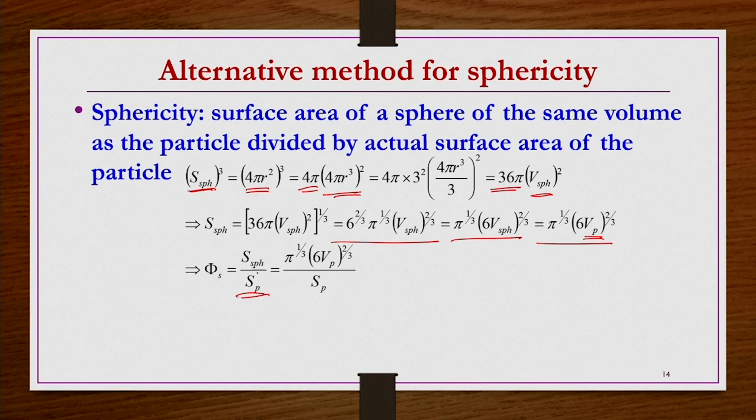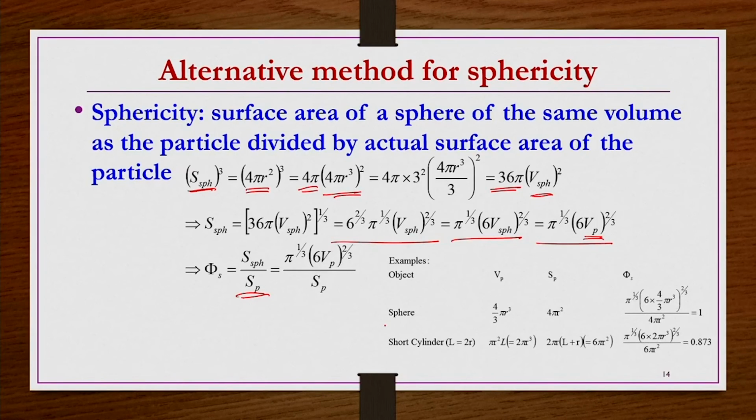So, S spherical particle we obtained as pi cube root of (6 Vp) power 2 by 3, divided by Sp. Now, Vp and Sp you calculate for a given particle, just substitute here, and you get phi s. The only thing is that we bypass the calculation of the nominal size of the particle by using this alternative method, otherwise it is the same thing as previously.